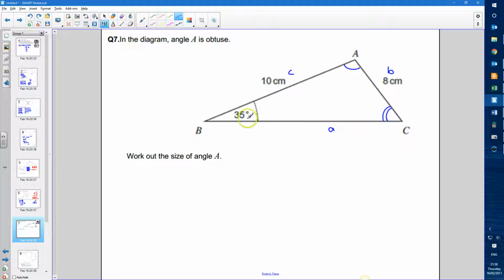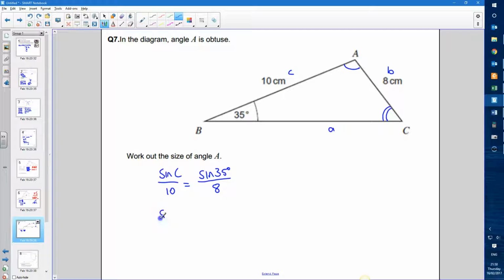using our sine rule, I'm going to say, well, my unknown here is an angle, so I'm going to say, well, the sine of the angle C divided by 10 is going to be equal to the sine of the angle B, which we know is 35 degrees, so I can put that straight in. Let's do that. Divided by the length B, which we know is 8 centimeters.